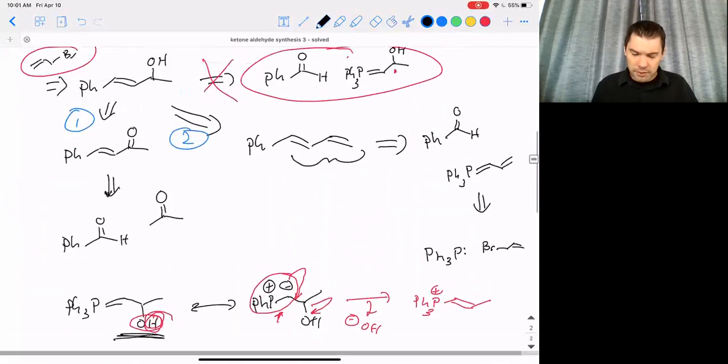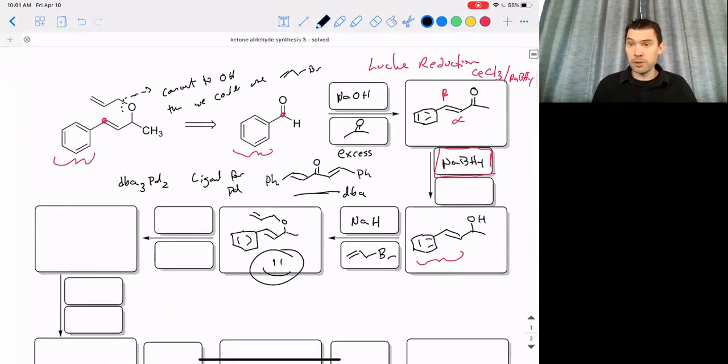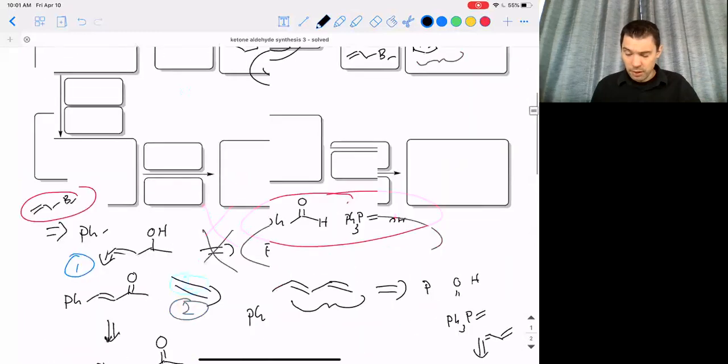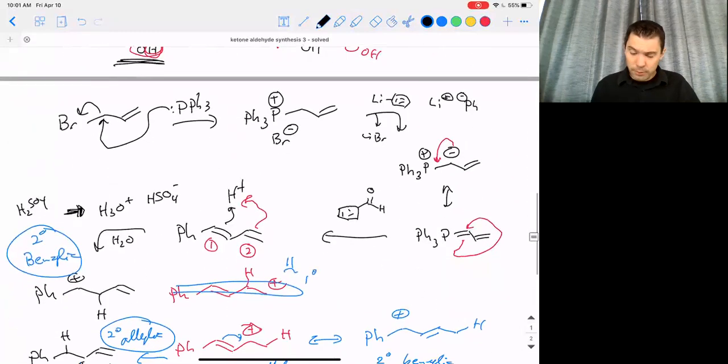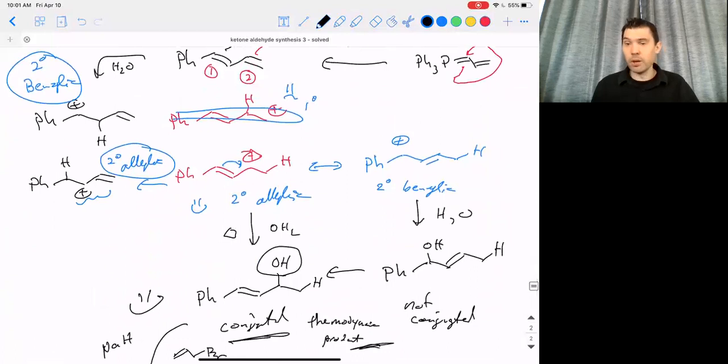My favorite answer to this is the one that I showed way up here above using the Aldol reaction. That being said, if I were grading these on an exam, I would also accept the Wittig reaction, assuming that the students recognized some of these issues about thermodynamic or kinetic products and at least had some description of that in their work below. All right, so that sums up this synthesis problem.